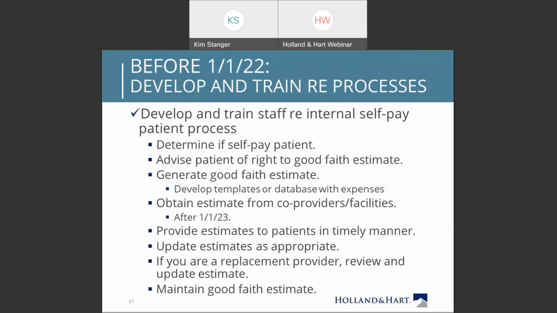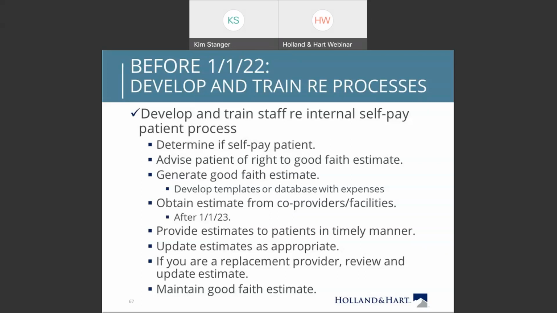To that end, you're going to want to develop and train your staff regarding the internal self-pay patient process. This again applies to pretty much all providers and facilities. That process would have to cover things like determining if the patient is self-pay, and what questions you ask. Maybe you have a little template for them. You advise the patient of their right to obtain a good faith estimate. You've got to generate your good faith estimate. Again, you'll probably want to develop templates or a database with the relevant expenses so you can generate that. That good faith estimate has to contain the required elements.